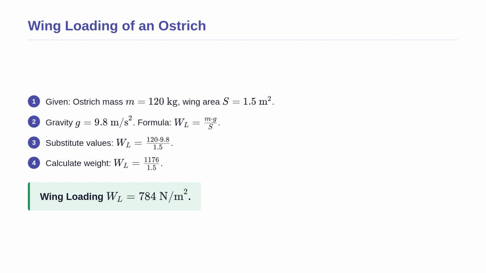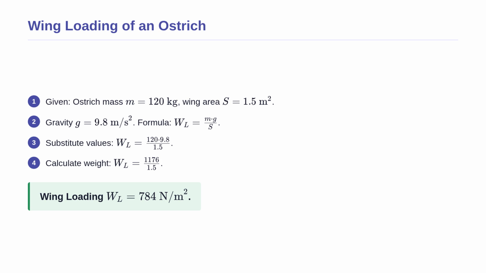Now that we have calculated the wing loading for a flying bird, let us compare it to an ostrich. We are given a massive mass of 120 kilograms and a relatively small wing area of 1.5 square meters. Using the same formula, we first calculate the weight by multiplying 120 by 9.8, giving a staggering 1,176 newtons. Dividing this by the wing area gives a final wing loading of 784 newtons per square meter.